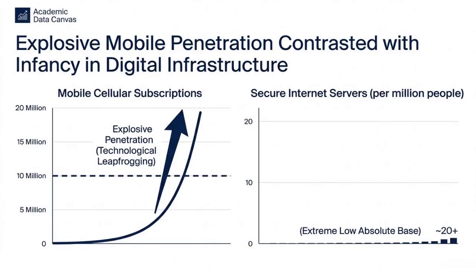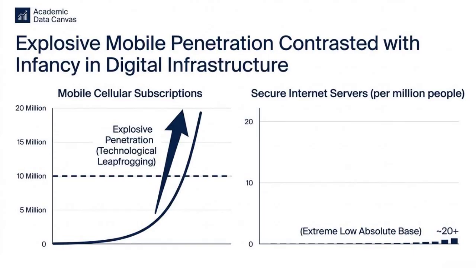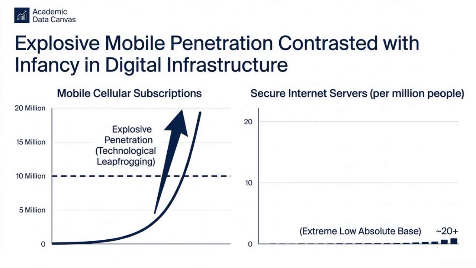And this is where the data pulls us back to reality. Yeah. The foundation beneath those mobile phones is incredibly fragile. Right, because there's a second data point on slide 13 that completely undercuts the mobile boom: secure internet servers. Yeah, they started at 0.1 per million people and have only recently reached 20 plus per million. That is critically, dangerously low. It reveals a surface-level digitalization. Yes, citizens have mobile phones to text, make calls, and use basic mobile money for peer-to-peer transfers. But secure servers are the heavy infrastructure of a true digital economy.